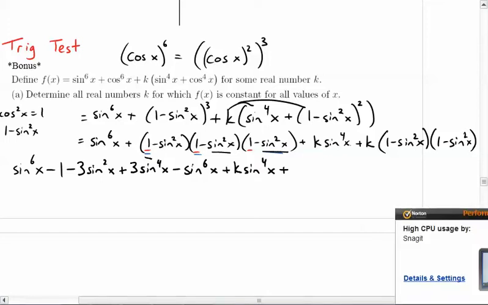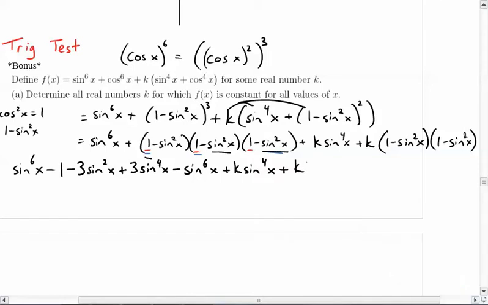Here I've got 1 times 1 times k. I've got minus 2 sine squared x's, so minus 2k sine squared x. And then sine squared times sine squared is plus sine to the power of 4x with the k on it. Now I'll gather together my like terms. The sine to the power of 6 terms cancel.